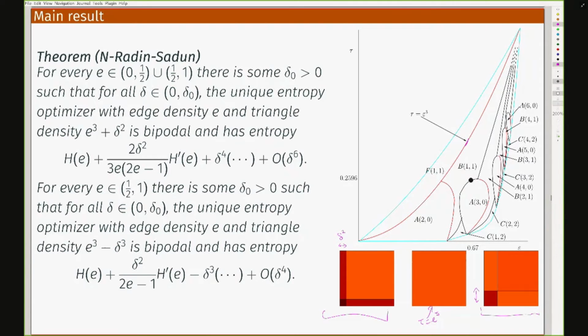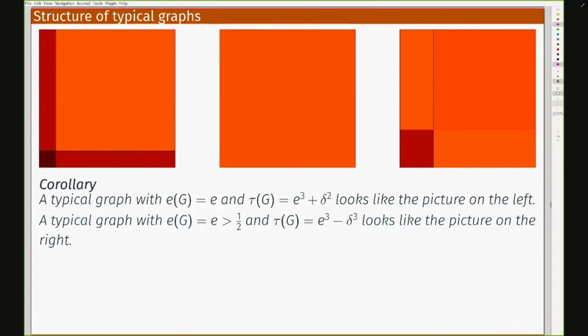So somehow, the important part of the graphon above the line is the strip, and the important part of the graphon below the line is the square. And they both have area delta squared. Okay, anyway. We find the graphon, and we show it's a unique optimizer. In particular, the fact that it's a unique optimizer means that if you take a random graph with a given edge density and a given triangle density, then you know what it looks like. It looks, in an appropriate sense, like one of the graphons.